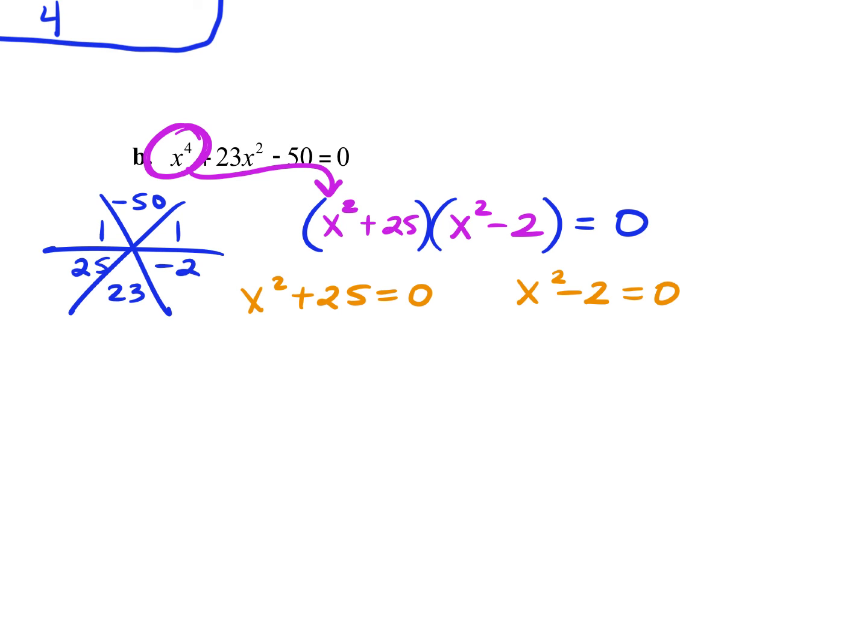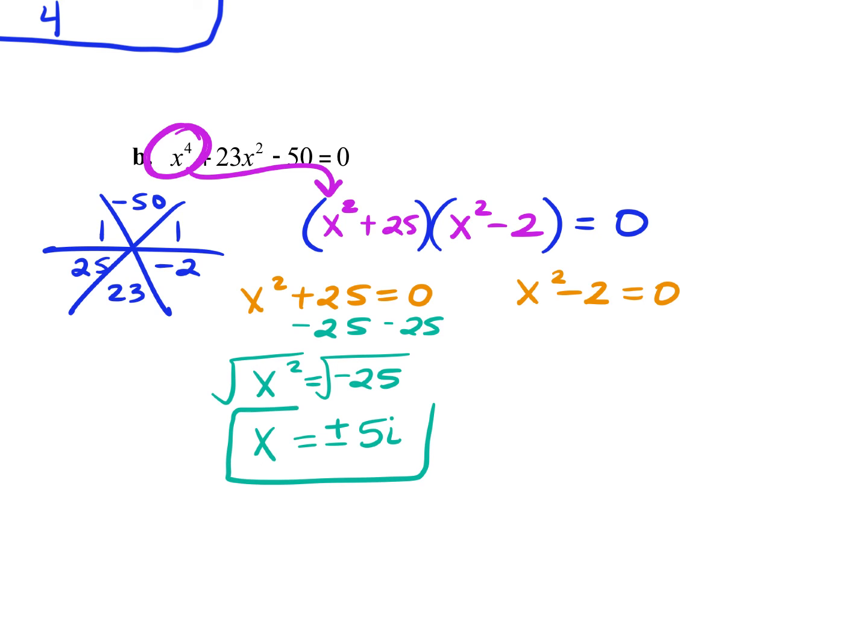So let's solve that first one. Take away your 25, and you get x squared equals negative 25, and then take the square root. What is the square root of negative 25? It is 5i, right? The square root of 25 is 5. The square root of negative 1 is i. What do you have to put with it? Plus or minus. So x equals plus or minus 5i.